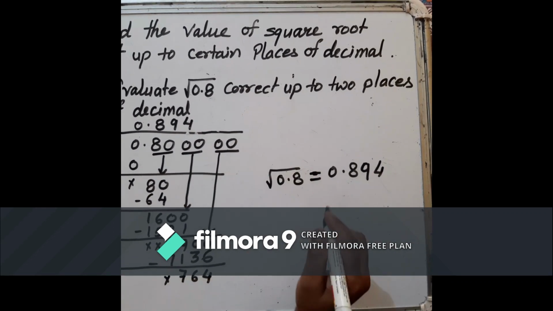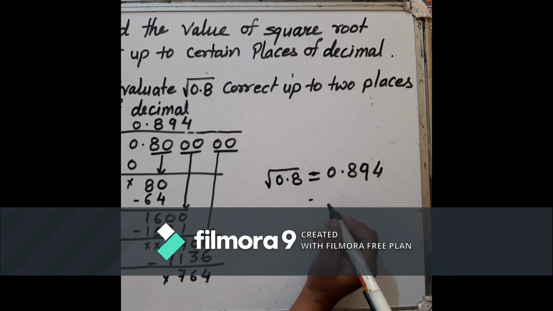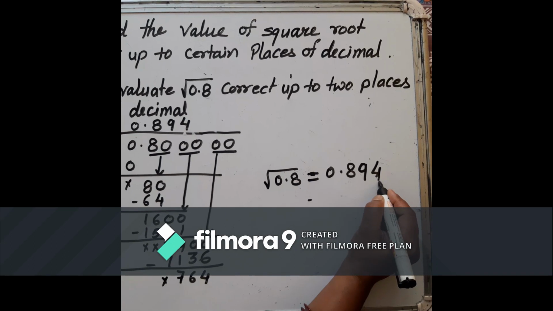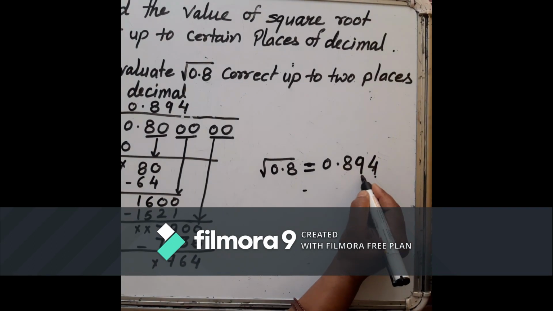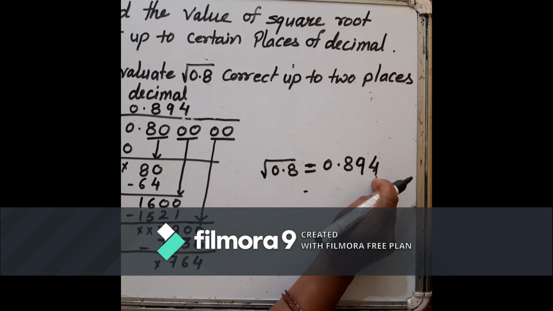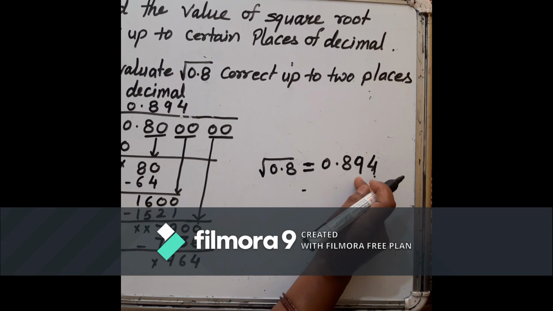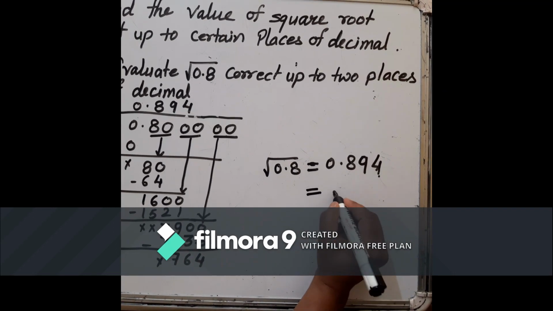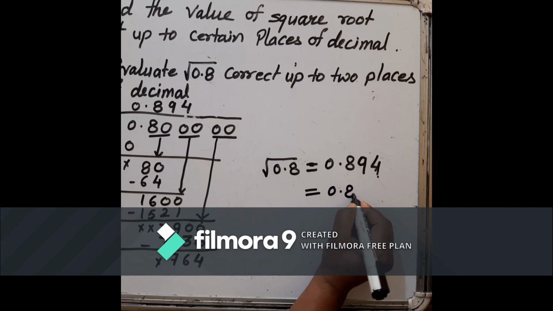In the same way, the answer is asked up to 2 places, so we take the third place digit, which is 4. It is less than 5, so the 9 is written as it is. If the number is bigger than 5 or equal to 5, then we add one to the 9, but here it is less than 5, so the answer becomes 0.89.